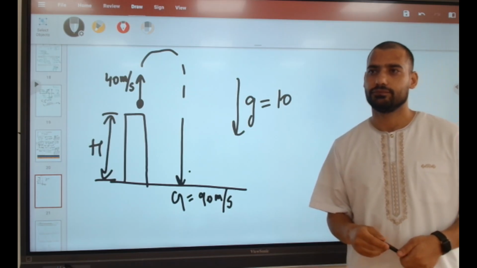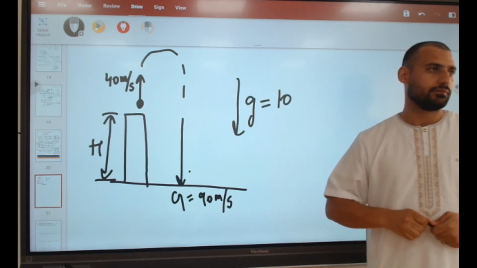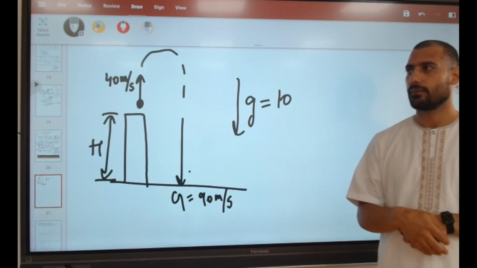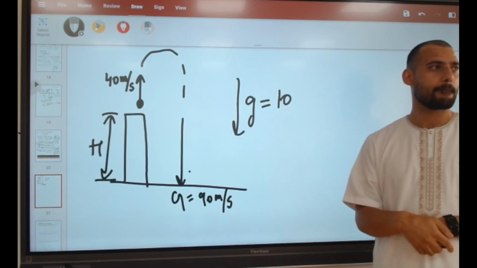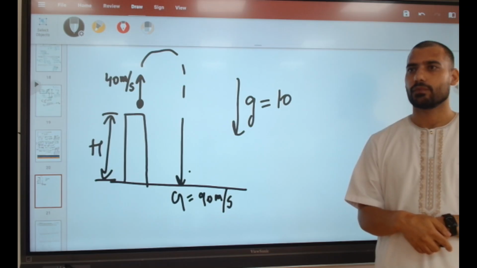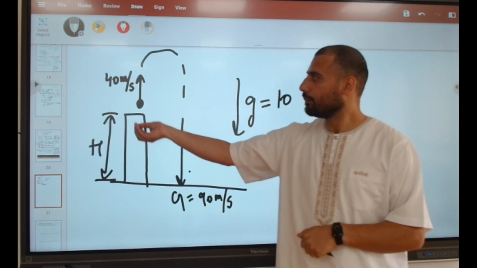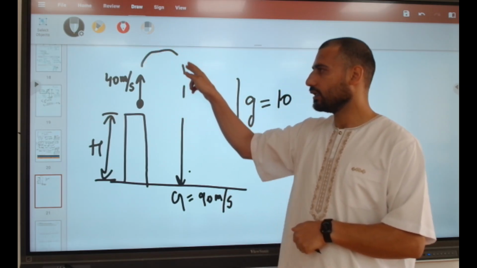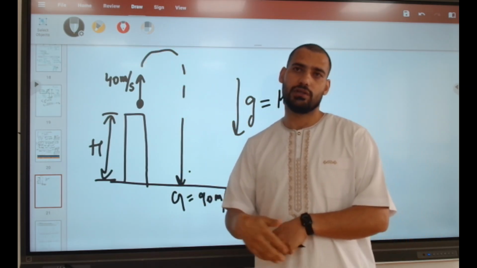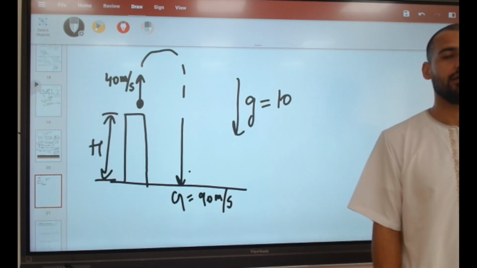Take that as negative, right? Negative g. It depends. If you're taking upwards as positive, then it is negative. If you're taking it downwards, then it is positive. So I told you, break this into several segments. Is that fine?